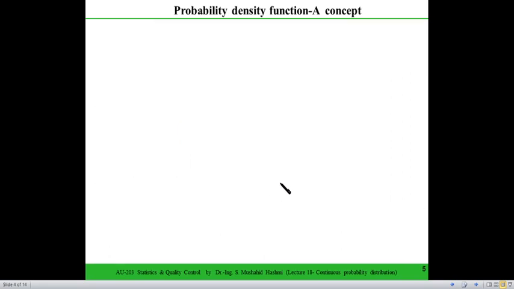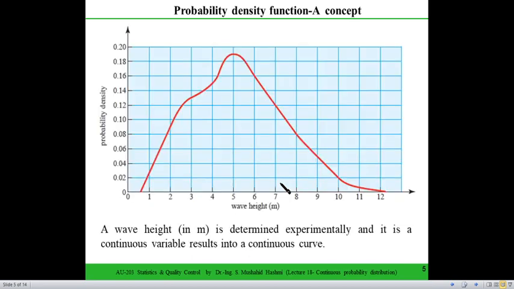So for higher values, the corresponding probability that you will find the loading is increasing as x is increasing. Okay, so let's say we have this graph which is showing the wave height that has been determined experimentally. For example, this one is 1 meter height, this is the probability, and 2 meter height is this probability, 3 meter height is this, or it could be even 2.5 meter with this corresponding probability, and 5 meter height is more probable. Over 18% is the probability of getting a height of 5 meter.